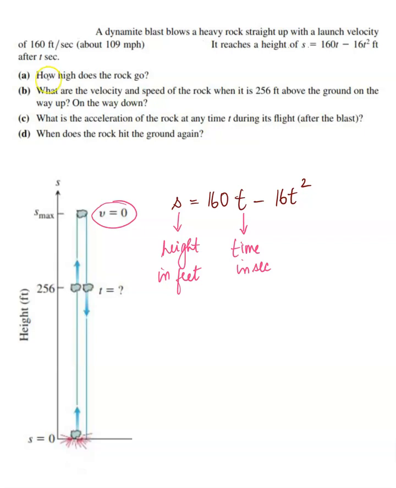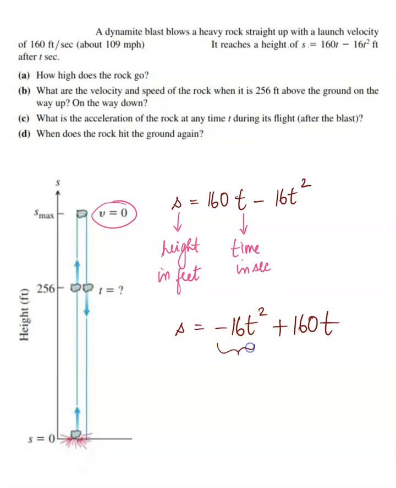Okay. Now let's go here. It says, A, how high does the rock go? So there are two ways to look at this. So this is how you draw the graph. But if you look at the equation given to us for the height in feet, it's a quadratic equation. And from what we know, if you were to rearrange this, you have negative 16t squared plus 160t. I'm just rearranging the terms so that I have the highest degree occurring first.